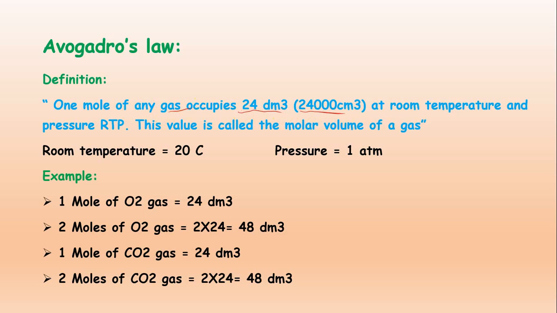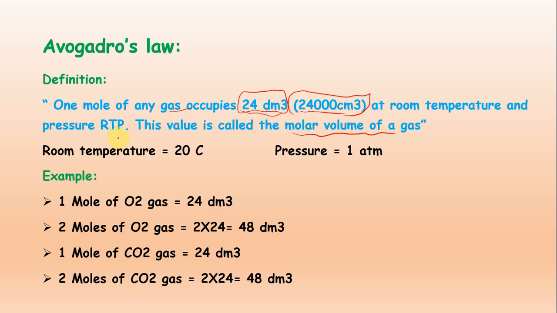So the volume of that gas will be 24 dm³. In other words, when you convert this dm³ into cm³, you have to write 24,000, meaning you multiply it by 1000, at room temperature and pressure. This value is called the molar volume of gas, or molar gas volume, 24.